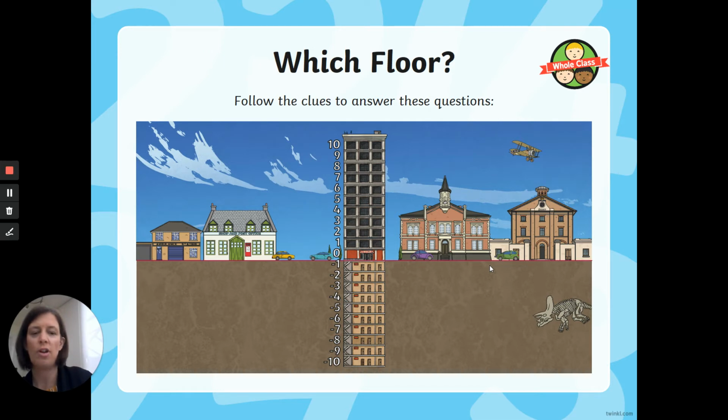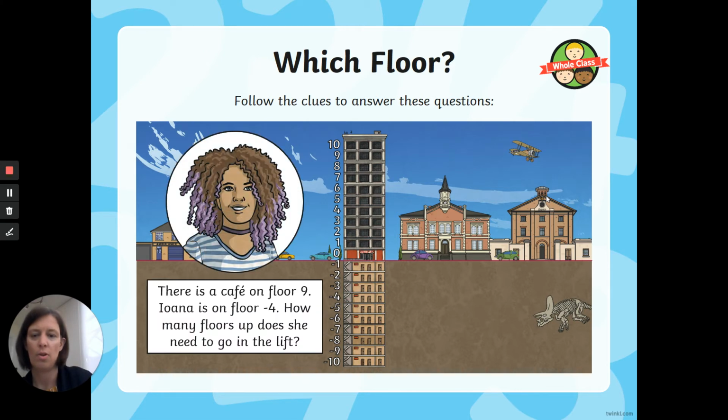So see if we can follow the clues to answer these questions. And keep pausing the video in between so that you get time to answer the questions. So there's a cafe on floor 9. Iona is on floor -4. How many floors will she need to go up in the lift?